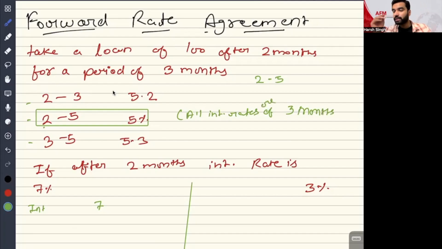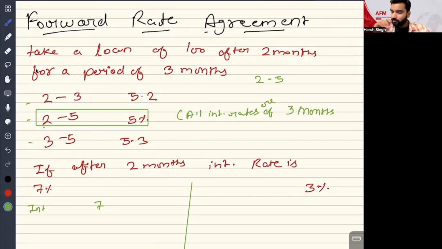Otherwise, what will happen is that the 5% you have to divide by 12 and multiply by 3. Whatever is the interest rate which is given to you, you will have to divide by 12 and multiply by 3. So this is something that you will have to do on your own. Please remember this thing while solving it in the exam.